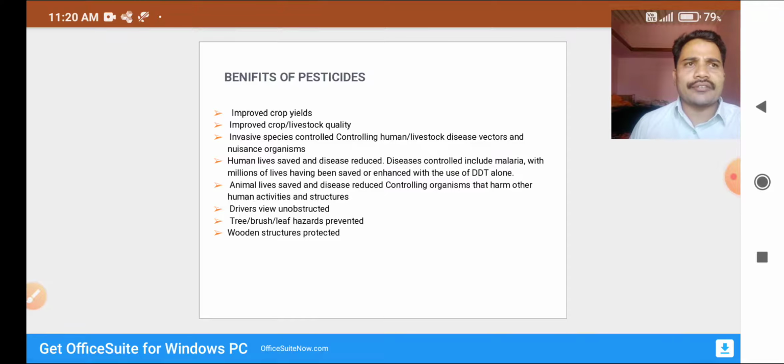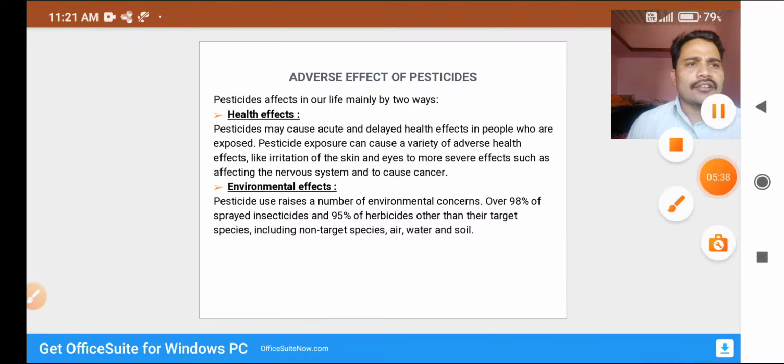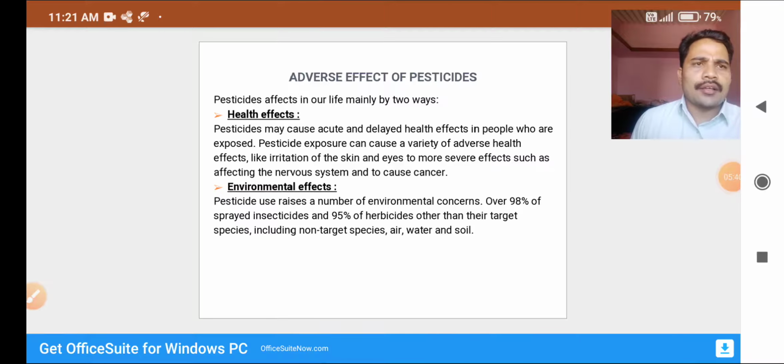Diseases are caused by different kinds of organisms. Now, adverse effects. We commonly use pesticides, but what are the adverse effects? Pesticides affect our life mainly in two ways: health effects and environmental effects.